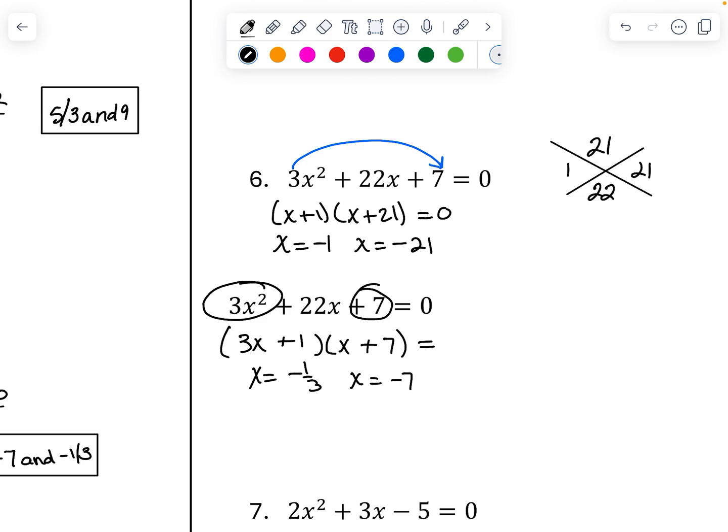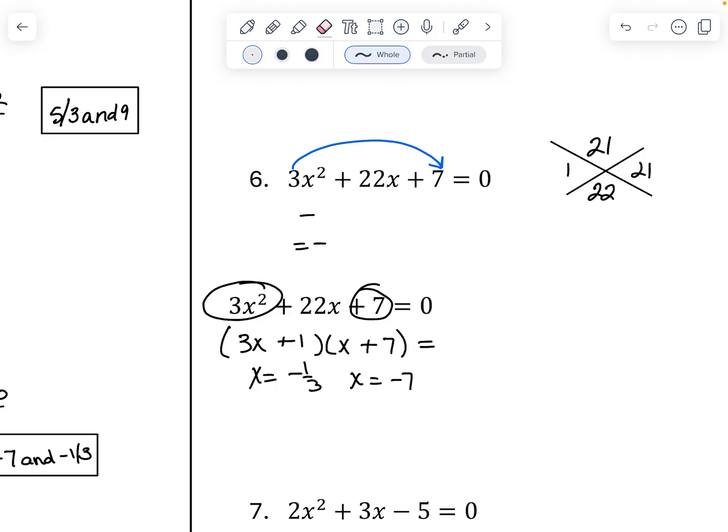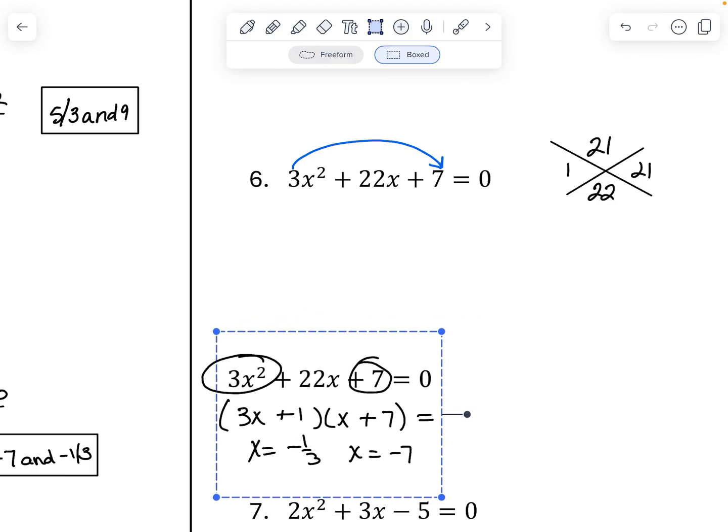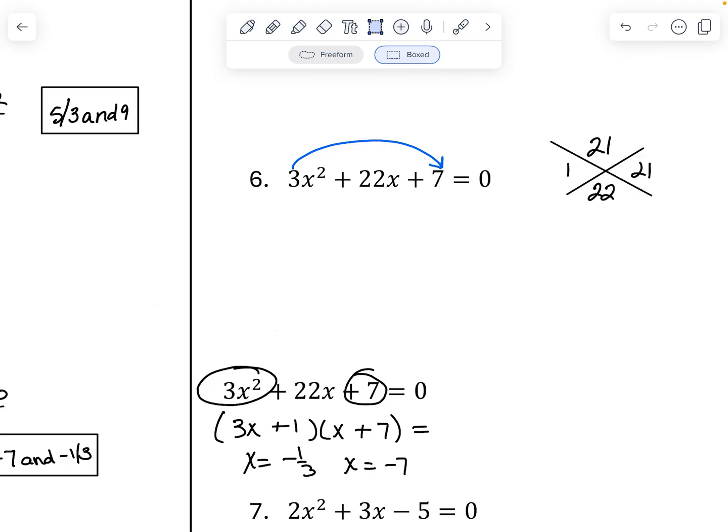Oh, duh. All right. Yep, this is why I don't do it this way. Foolish me. Okay, so let's go back to this. Hang on, let me grab all of this and move it down here, out of the way. There we go. I forgot how to do it by splitting the middle term. 3x squared plus 1x plus 21x plus 7 equals 0. Okay, I remember. It came back to me.